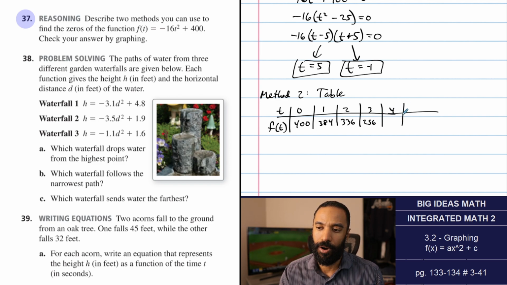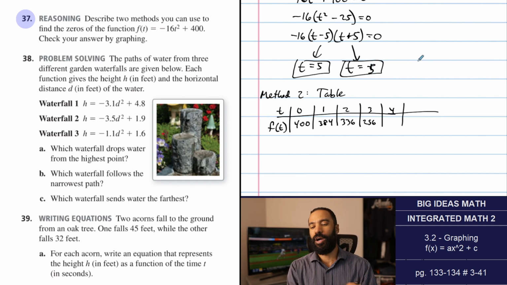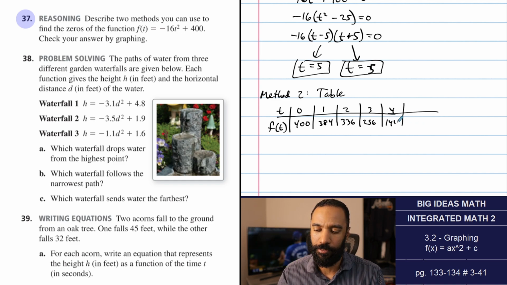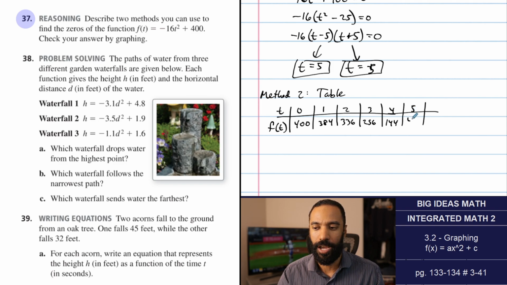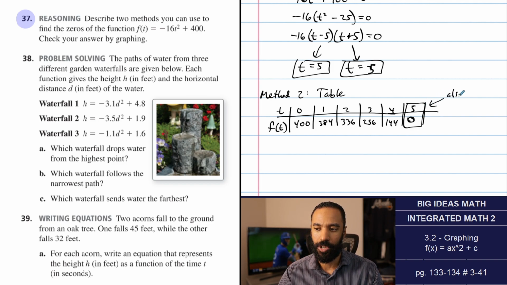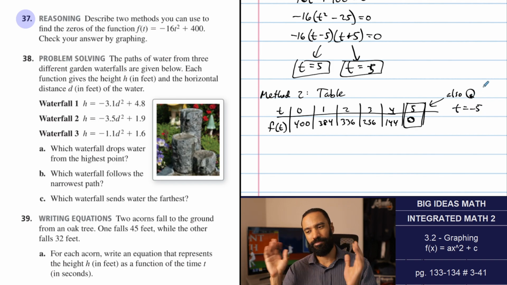You go down 4. 16 times 16, so down 256, leaving 144. And you go down 5. You have 16 times 25, which is 400. 400 minus 400 is 0. So that locks in. And of course at negative 5 as well. Also at t equals negative 5. That's just how that works.